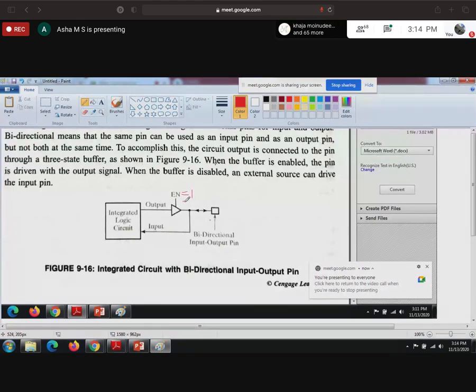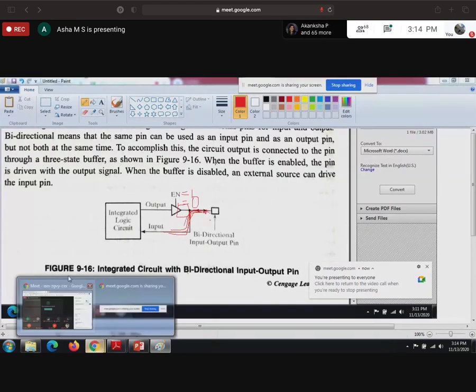So when enable equal to 0, this part acts as an open circuit. This part acts as an open circuit means the output value of the IC is not flowing through the output of the circuit. Instead, this input is going to take the input from the external device. So this is the external device or bidirectional pin. So when it is 0, it is going to take the input from the external value. Is it clear?